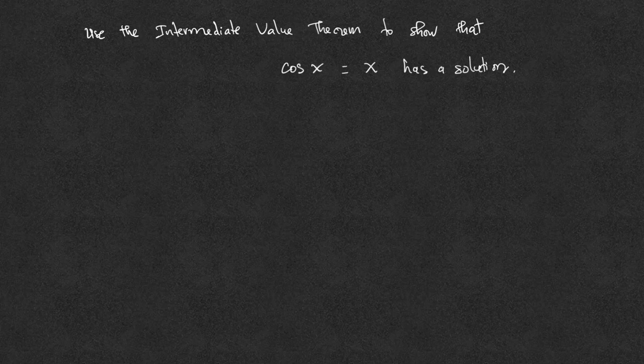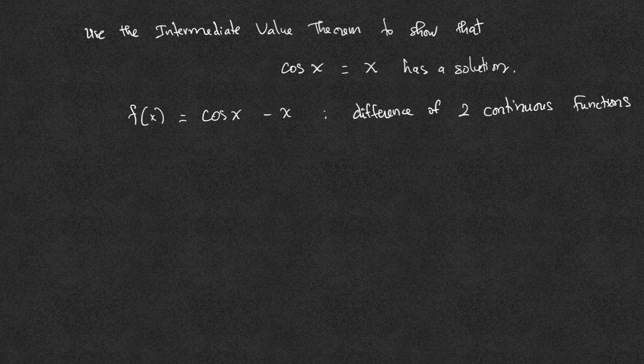Use the intermediate value theorem to show that cosine of x equals x has a solution. To use the intermediate value theorem, we would need the function to be continuous. So f of x is cosine of x minus x, where we zero out the equation. This function is continuous because it is a difference of two continuous functions. Cosine of x is continuous because it is a trigonometric function, and x is also continuous because it is linear.